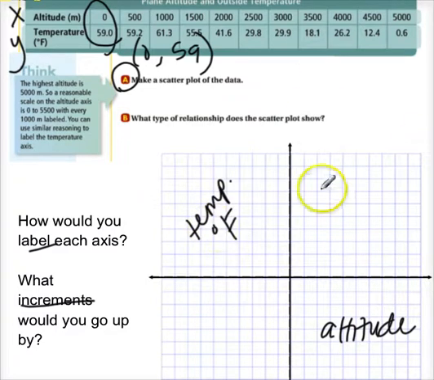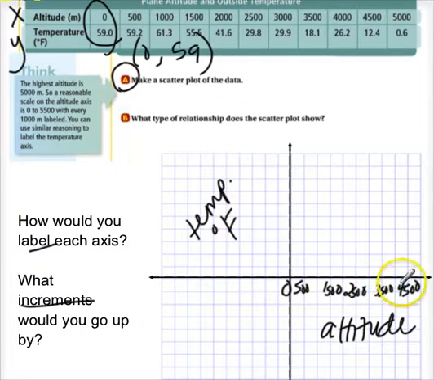Now I need to think about what I want to go up by on my x-axis. As you can see, my data points for x are going up by 500. So if I start with 0, and this line is 500, 1,000, 1,500, 2,000, 2,500, I don't have a lot of room. And my y's, we have anything from almost 60 to 0. I think I'm just going to go up by tens: 20, 30, 40, 50, 60.